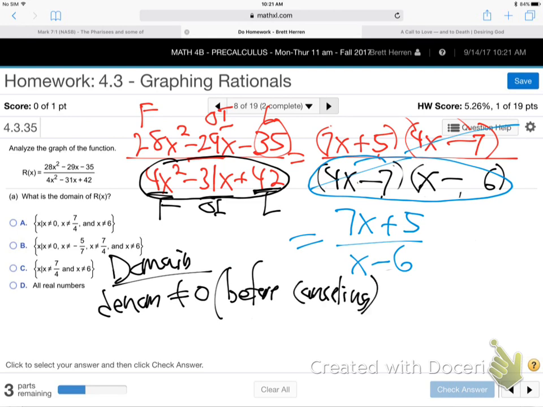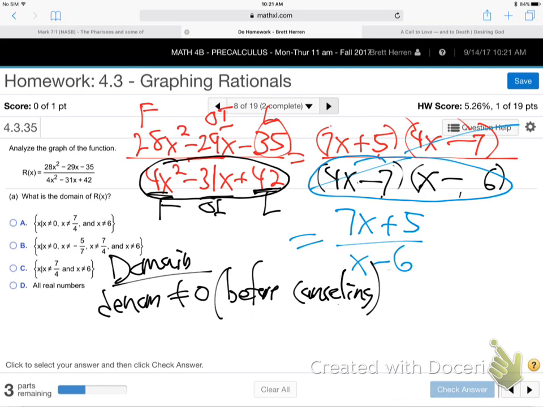You got to do the domain before canceling. Before you cancel anything. Why? You think they're out of there. The 4x minus 7's out of there.